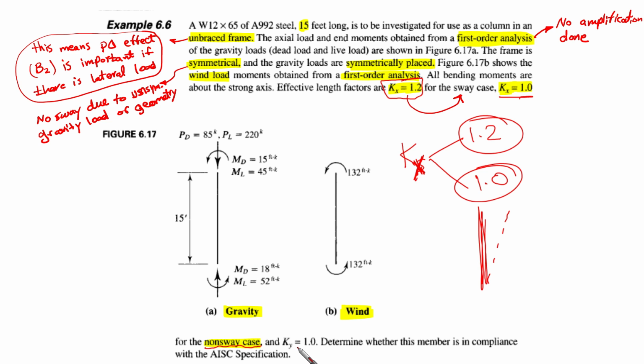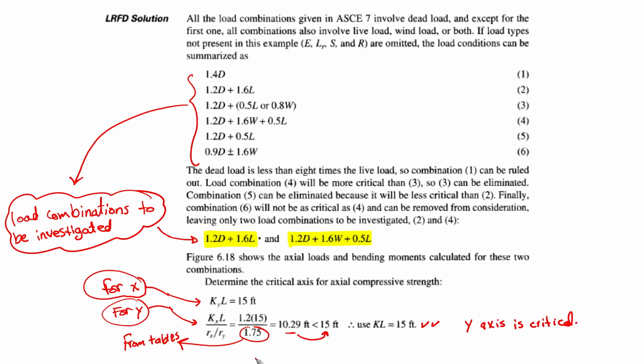And then here we said that Ky equals 1. So determine whether this member is in compliance with the AISC specification or not. We are going to use what we have learned before in order to solve this example. Okay, let's go. The first step always is to find the load combinations that should be investigated first. Remember well that we have dead load, live load, and wind load.